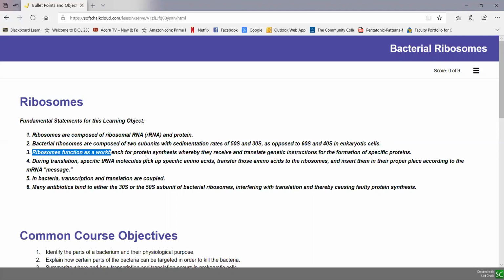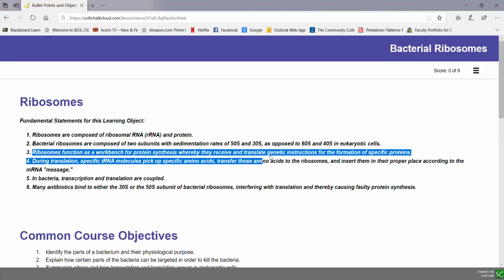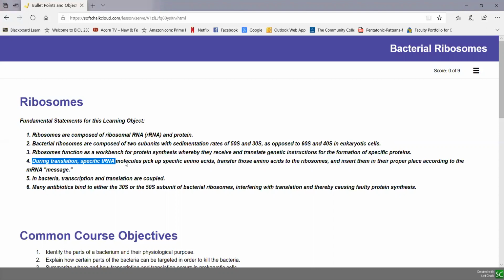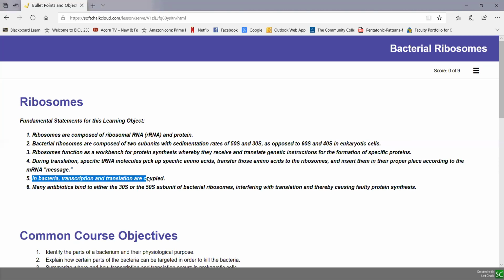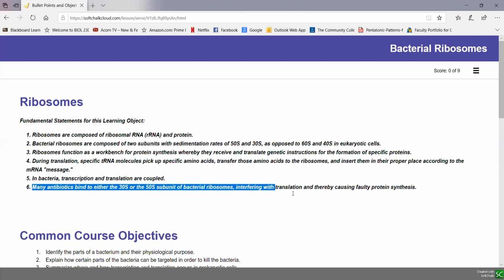Ribosomes function as a workbench for protein synthesis, where they receive and translate genetic instructions for the formation of specific proteins. During translation, specific transfer RNA molecules pick up specific amino acids, transfer those amino acids to the ribosome, and insert them in the proper place according to the messenger RNA message. In bacteria, transcription and translation are coupled. Many antibiotics bind to either a 30S or 50S ribosomal subunit of bacterial ribosomes and thus interfere with translation, causing faulty protein synthesis in the bacteria.